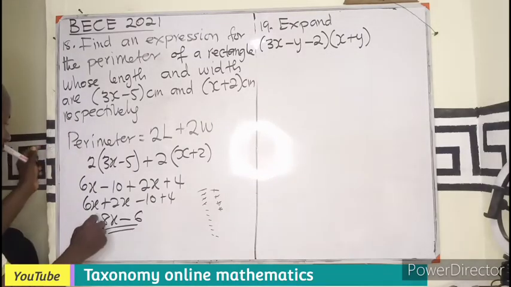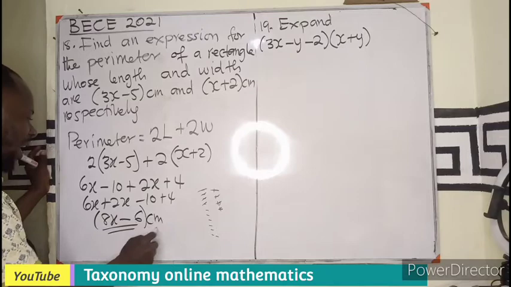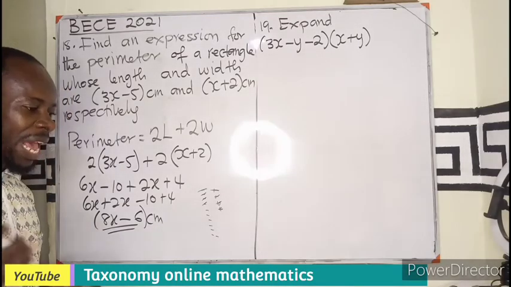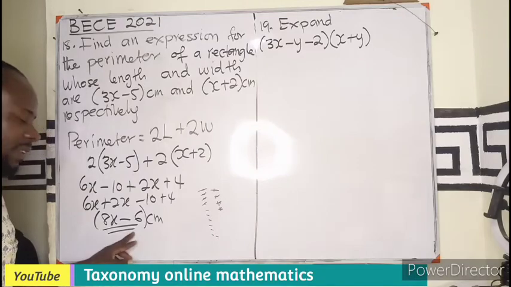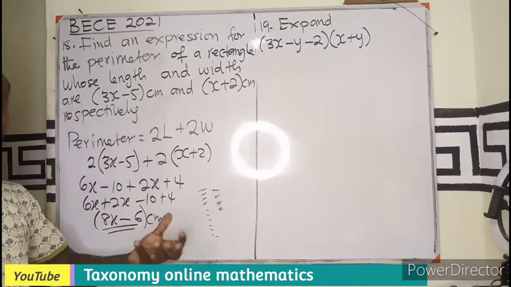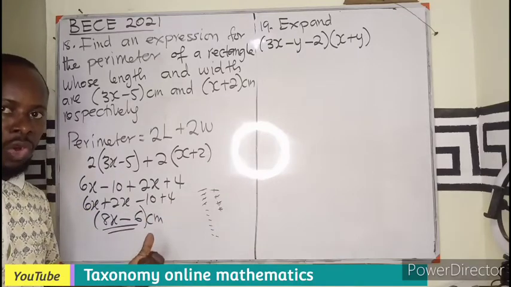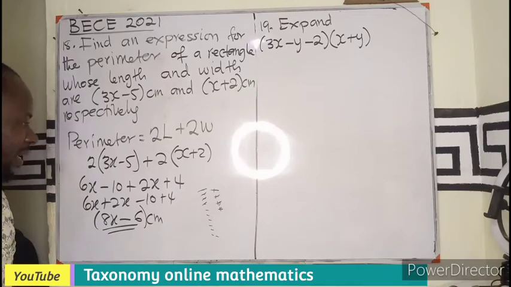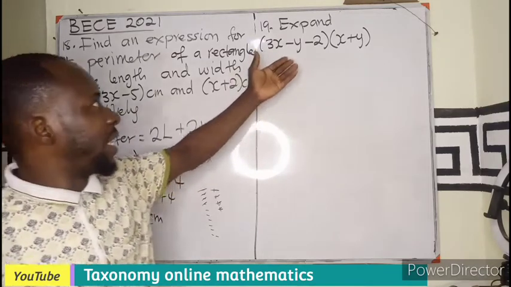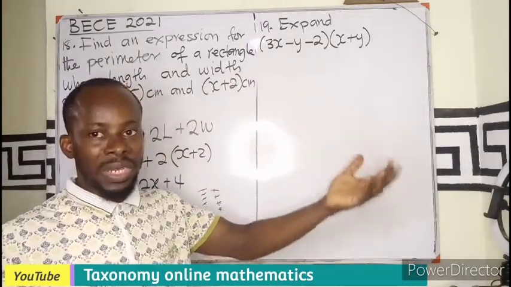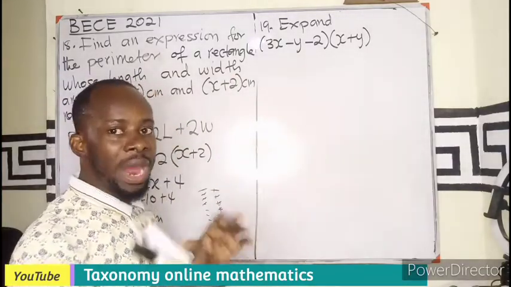And this in a bracket with our centimeter will give us our answer to be B. 8x minus what? 6 centimeter. 8x. So you can see it's just an algebraic expression they are looking for, not a direct figure answer. So this will end up giving us the answer we are looking for. Good.